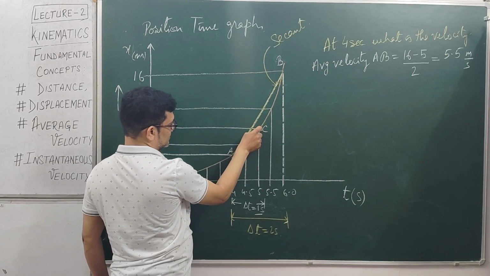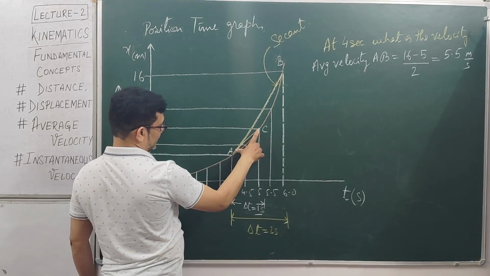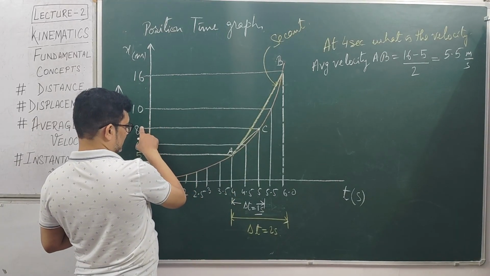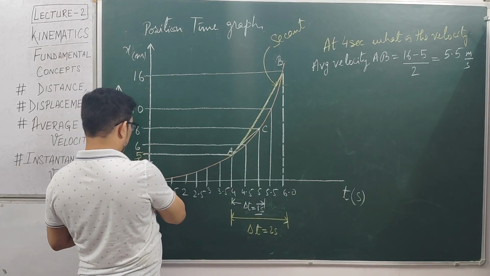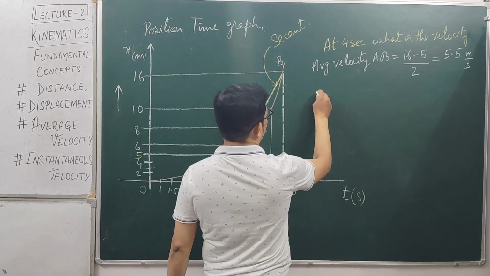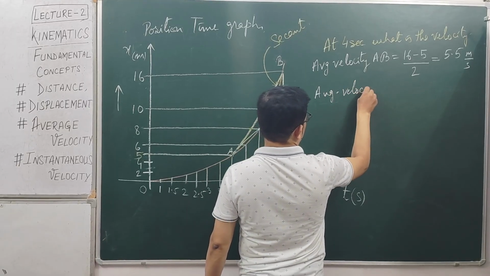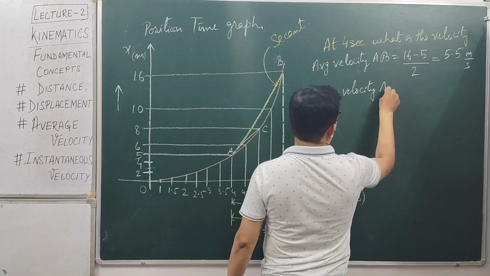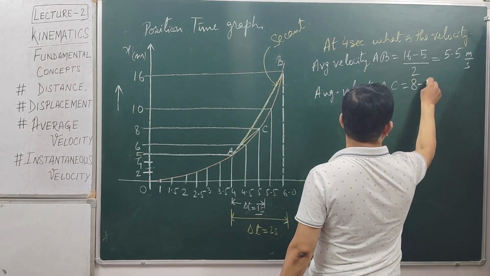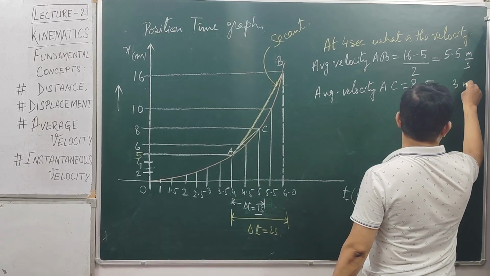So now it has become in this way. And now we want to find this. Corresponding to this, we get 8 minus 5, which is 3, and this divided by 1. So average velocity AC comes out to be 8 minus 5 over 1, which is 3 meters per second.